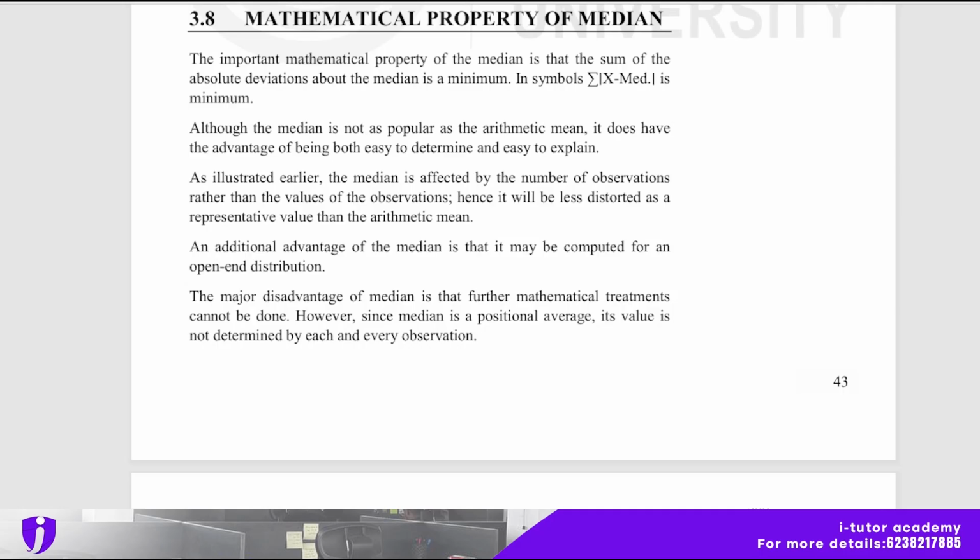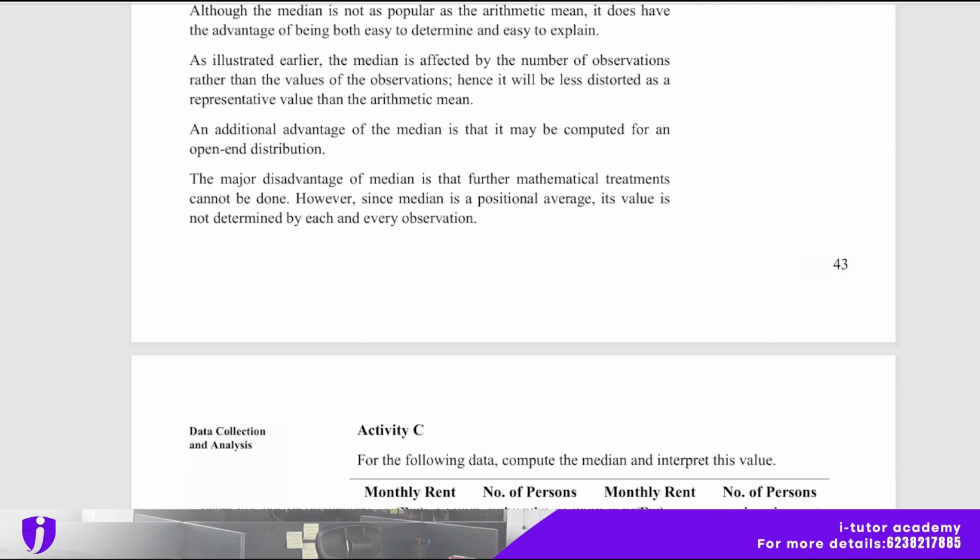As illustrated earlier, the median is affected by the number of observations rather than the value of the observations. Hence, it will be less distorted as a representative value than the arithmetic mean. An additional advantage of median is that it may be computed for an open-end distribution. The major disadvantage of median is that further mathematical treatment cannot be done. However, since median is a positional average, its value is not determined by each and every observation.